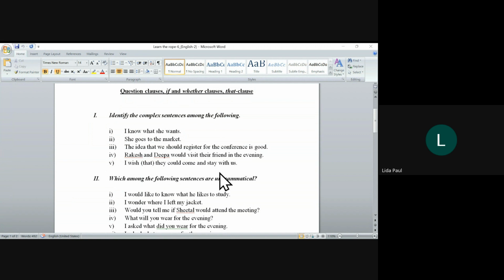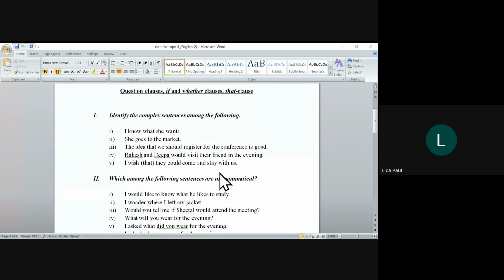So question clauses, if and whether clauses, that clauses: they are all very important. They all have their own functions to do, but more than that, they are the clauses that give you structural changes in sentences. They help you write different kinds of sentences, so that's more important here. Let's look at some of them and the grammaticality: what makes them grammatical, and what kinds of structures would make them ungrammatical. That's what we're going to do today.